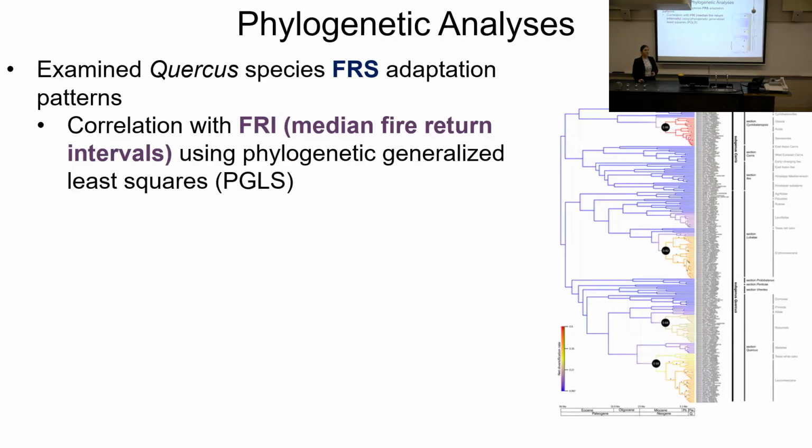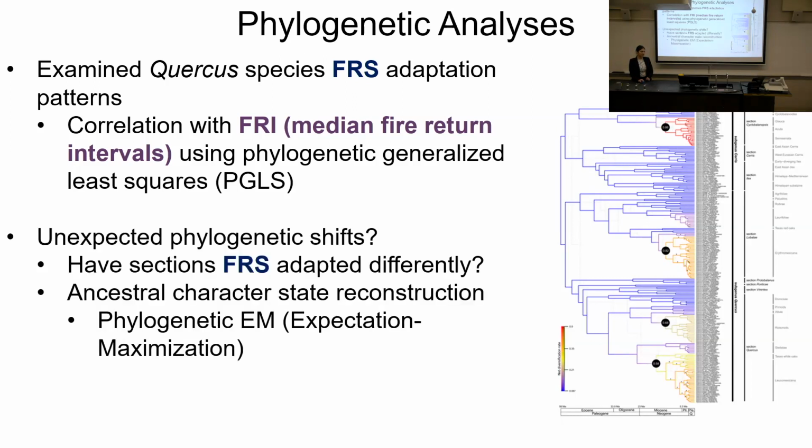We also conducted some phylogenetic analyses on our fire resistance scores. So we wanted to examine how the clade of Quercus was adapting to this fire return interval with those fire resistance scores that we assigned. We did this using a phylogenetic generalized least squares test.